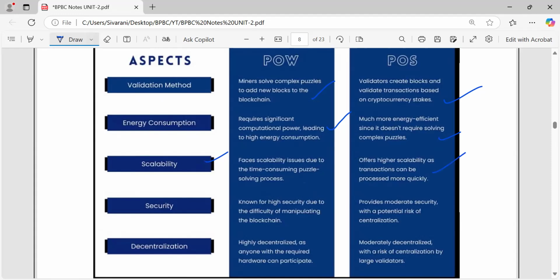In scalability, proof of work faces scalability issues because solving puzzles is time consuming. Here, proof of stake offers higher scalability and processes more quickly. Security: in proof of work, security is due to the difficulty of manipulating the blockchain. Here, there is moderate security, and the risk of centralization is also there, since those who have more stake are going to validate every time. In decentralization, proof of work is highly decentralized; anyone with the required hardware can participate. Proof of stake is moderately decentralized, with the risk posed by the large validators.